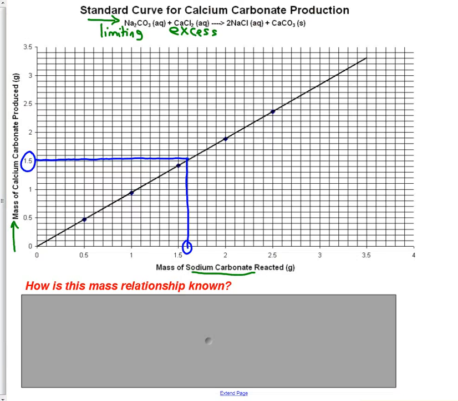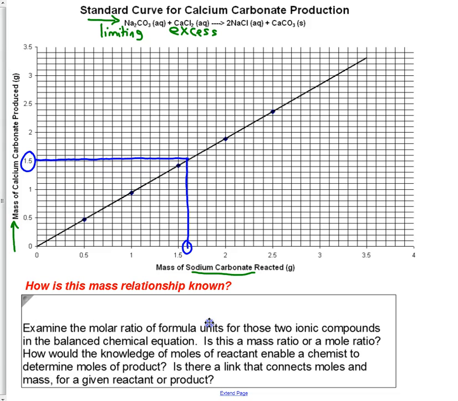How is it that we can determine this mass relationship? Well, the information lies in the ratios of units that are reacting. In this particular reaction, sodium carbonate reacts 1:1 with calcium chloride. The formula units follow that 1:1 ratio for those two ionic compounds. It's a balanced chemical equation, so we can make that comparison. That ratio is a ratio of units. It's not a mass ratio. We're not saying 1 gram reacts with 1 gram. We're saying that 1 mole of sodium carbonate requires 1 mole of calcium chloride to completely react.